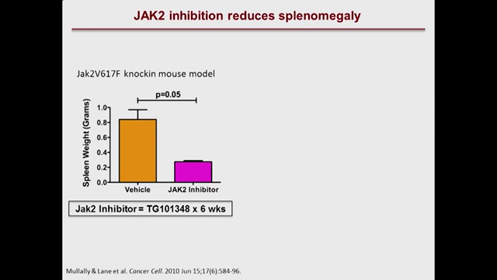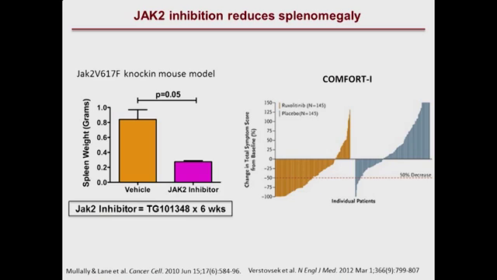This drug was subsequently bought by Sanofi, and unfortunately was taken out of late phase clinical trials due to excessive neurotoxicity. However, we found this drug to be very effective in mice, and we found that the mice had significant reductions in splenomegaly and also reductions in their elevated blood counts. And this, of course, was subsequently found in the clinical trials.